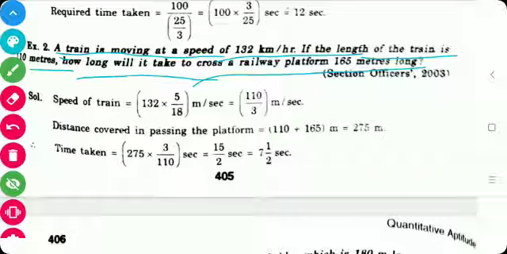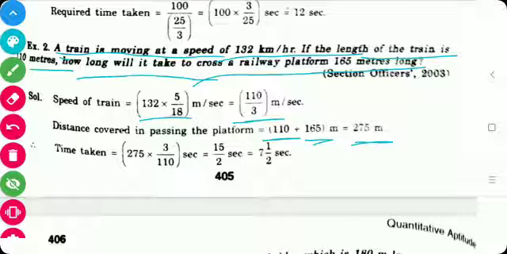So first we will convert the speed of the train into meter per second. So it is 132 into 5 by 18, it is 110 by 3 meter per second. Now as I have told you, the distance is equal to length of the train plus length of the platform. So distance covered in passing the platform is 110, the length of the train, plus 165, the length of the platform. 110 plus 165 is 275 meter.